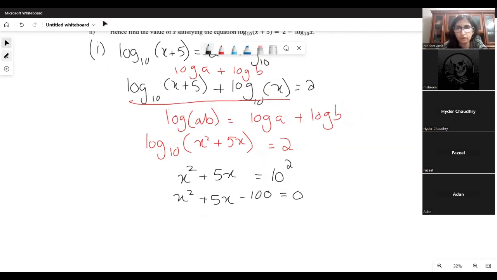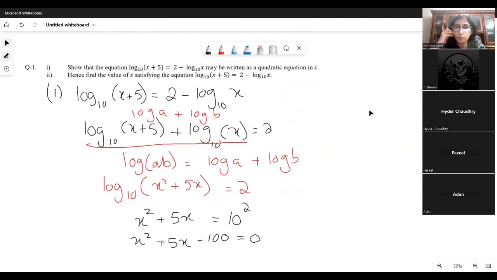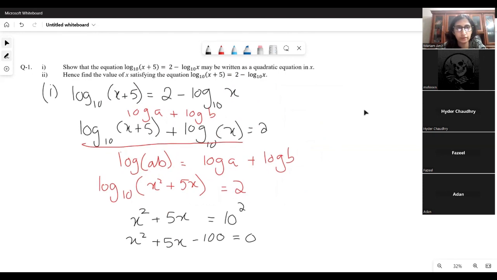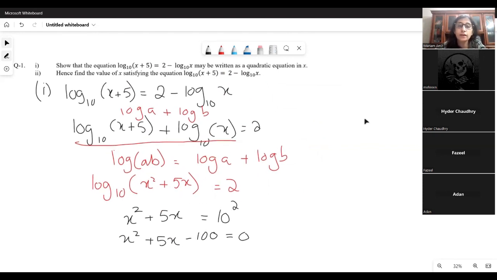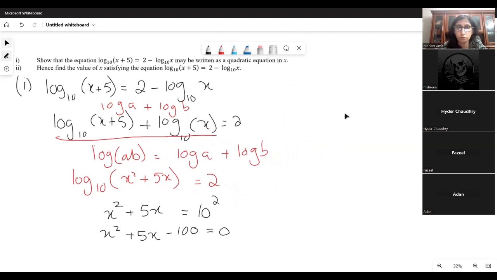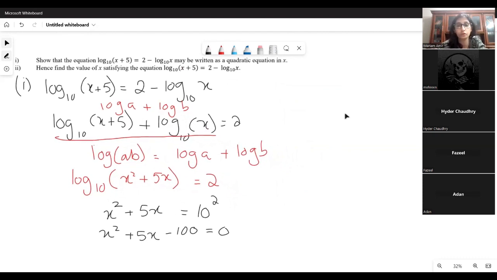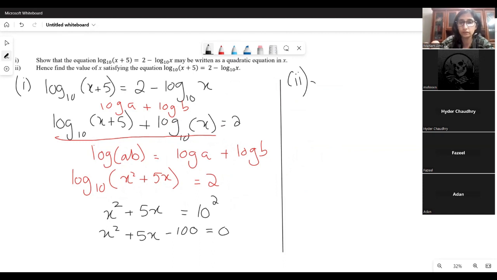Okay, we're done with part 1, I suppose. Show that this equation may be written as a quadratic equation in x. Done. Part 2, hence find the value of x satisfying this equation. So now to find that value, all that's left to do is solve the quadratic equation. Part 2: x square plus 5x minus 100. Can it be done by factorization? No ma'am. So we will have to use the quadratic formula.